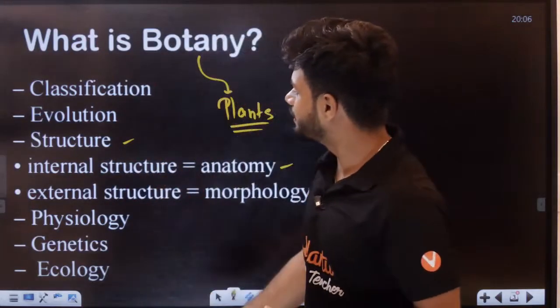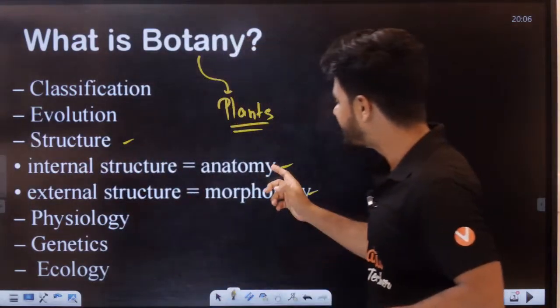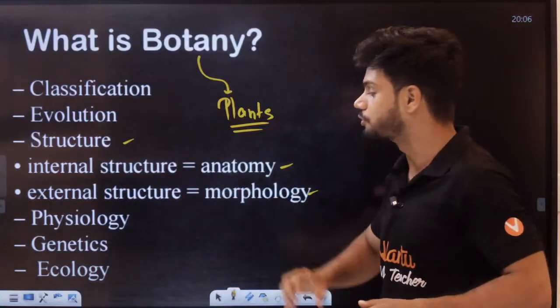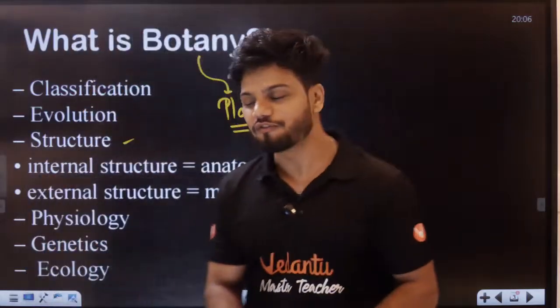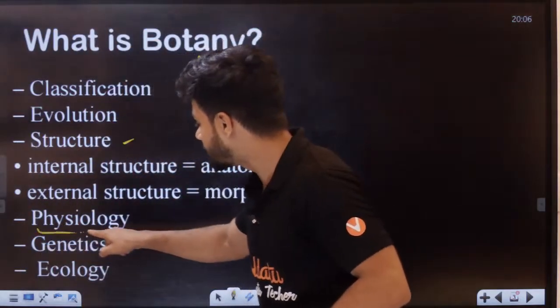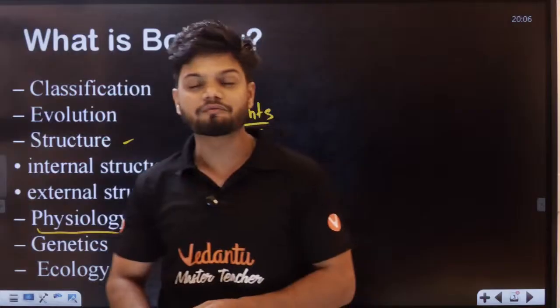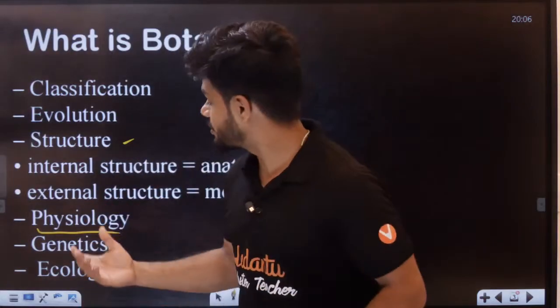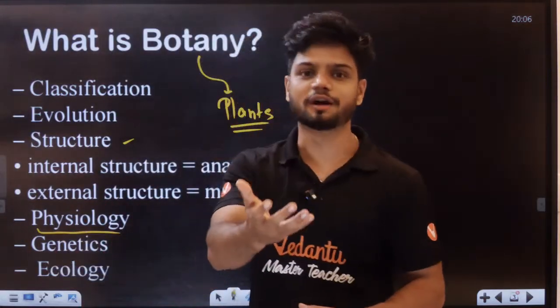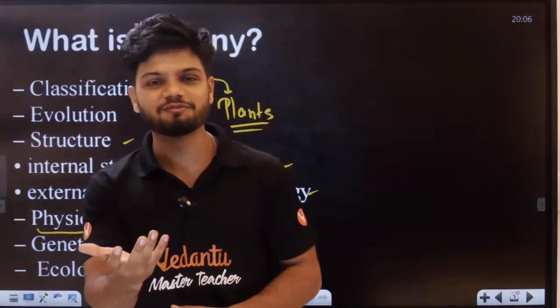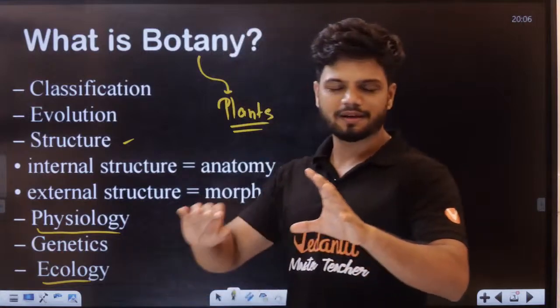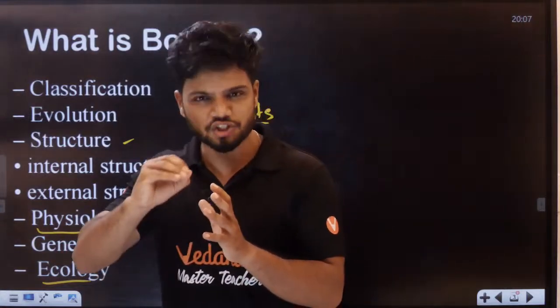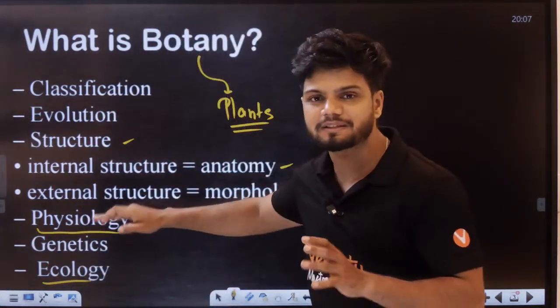Then we learn the internal structure, which is anatomy, and the external structure, which is morphology. Then comes the big boss of our botany, that is plant physiology. Then we have genetics here, which all of you love, right? Students, if you love maths, you love genetics. Then we have ecology. Students, in brief, I will be teaching you every single aspect in today's class.